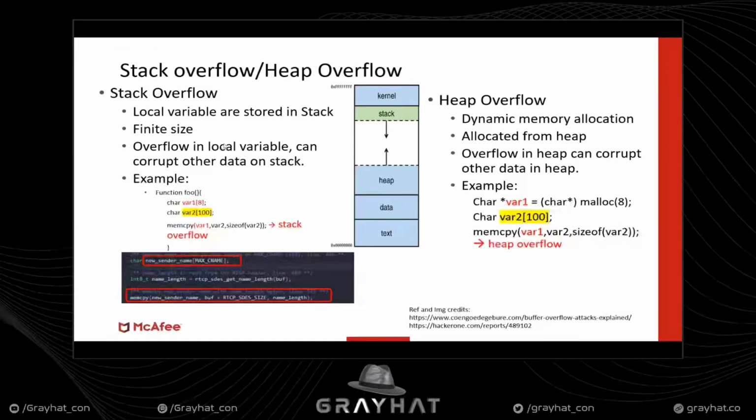When you declare any local variable, they are stored on the stack and they are of finite size. In case someone overflows those variables, then there are chances that the return address which is saved on the stack gets overwritten, and that will actually lead to program corruption. Let us see a very simple example over here.